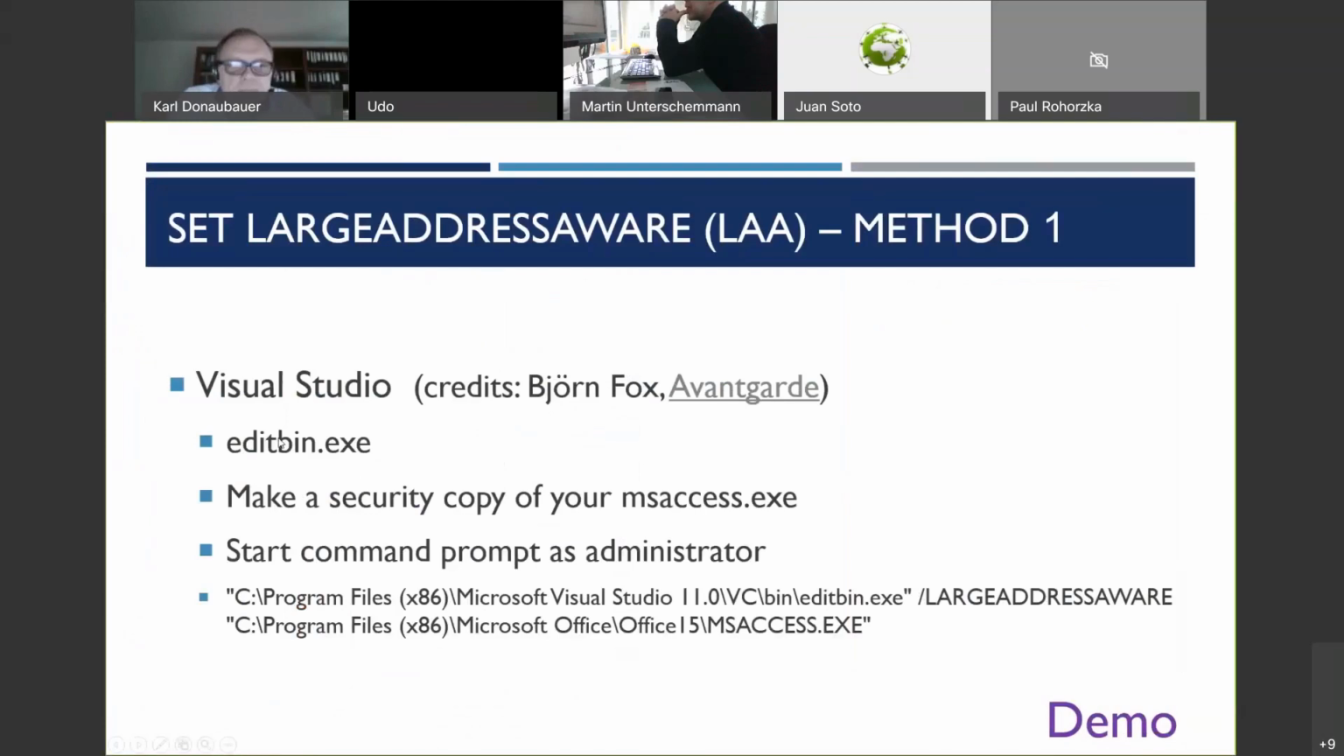You need editbin, Access, Visual Studio. It's better if you make a security copy in case something goes wrong, because it's an important program, as you know. Then you have to start the command prompt as administrator, otherwise it doesn't work. And then you have to do something like this. Of course, your path to the MS Access exe may be different depending on your version, but it's always the same thing: set the flag.